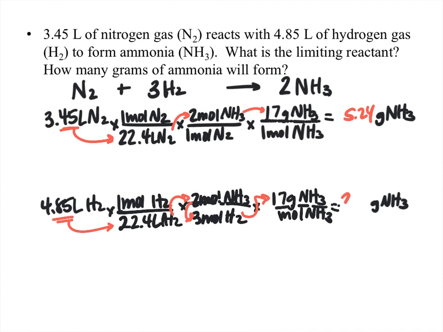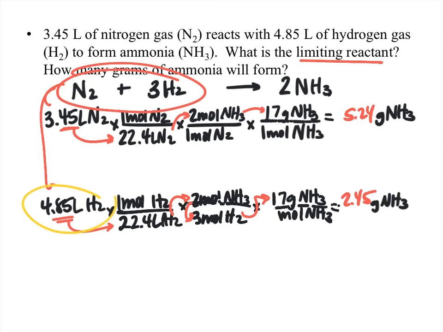So what is the limiting reactant? Reactants are on the left side of the equation. So which one of these is going to run out first? The hydrogen is going to run out first. That is my limiting reactant. How do I know the hydrogen is going to run out first? Because it gives me fewer grams of product. How many grams of product am I able to make? The 2.45, because the hydrogen's running out first.